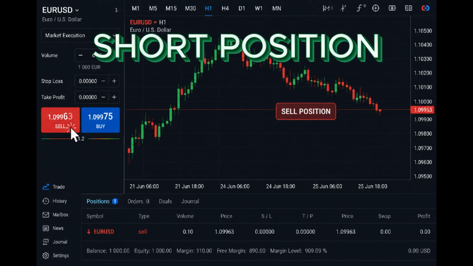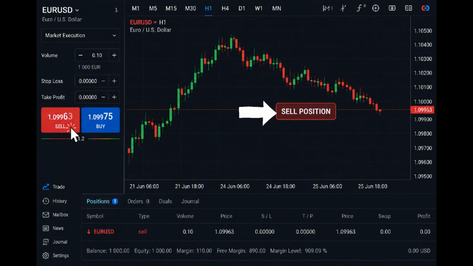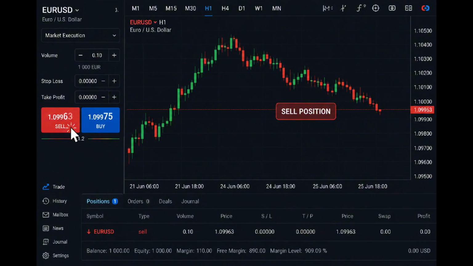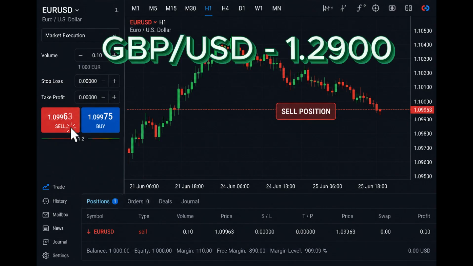Short position. A short position, also called a sell position, means you expect the price of a currency pair to fall. Instead of buying first, you sell first. Suppose GBP/USD is trading at 1.3000, and after your analysis, you believe the price is likely to fall. You open a sell trade. If the market later drops to 1.2900, you close your trade and make a profit because the price moved downward.